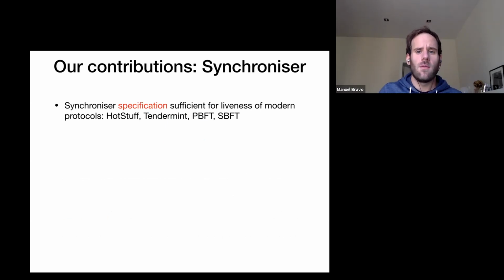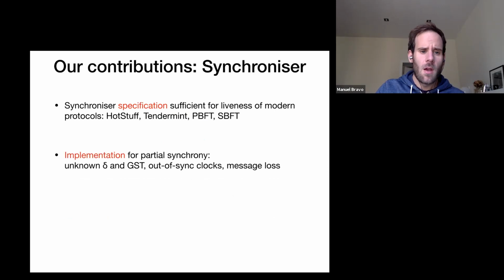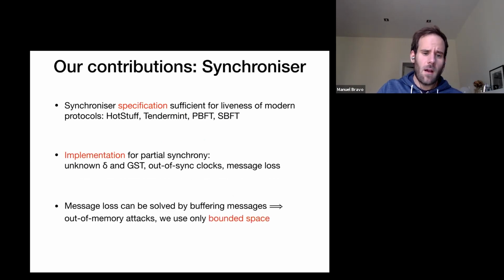So we aim to realize this vision. One of our contributions is a synchronizer specification, which is sufficient for liveness of modern protocols. We also propose an implementation of a synchronizer that works in the most challenging variant of partial synchrony. This means an unknown delta and GST, and out of sync clocks and message loss before GST. Out of this list, the most challenging thing to solve is message loss.